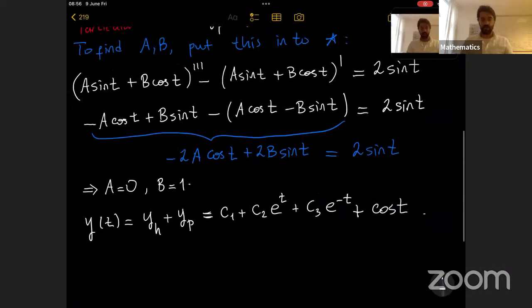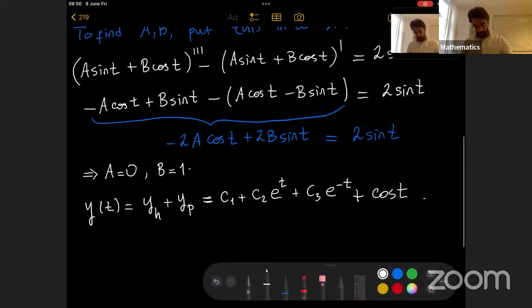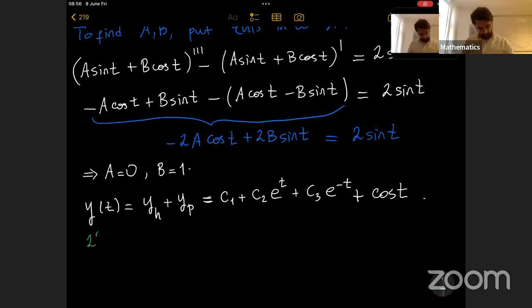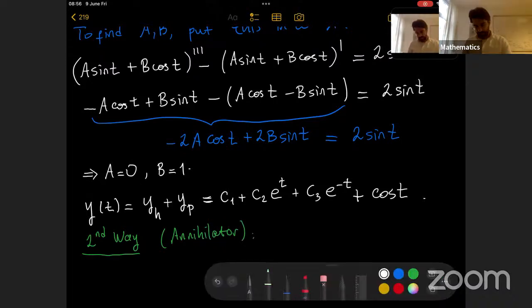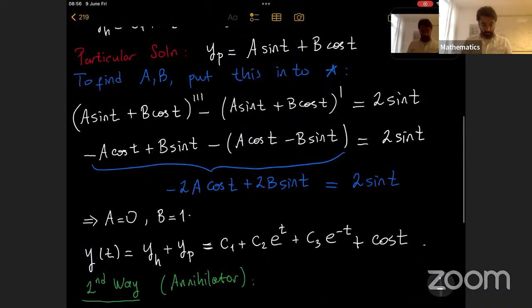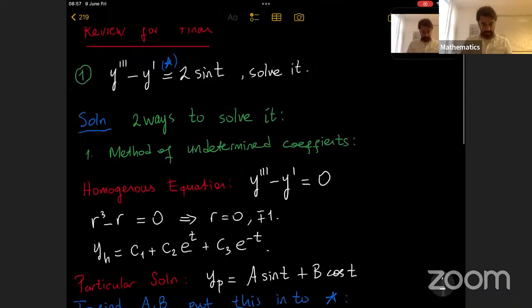Using undetermined coefficients, we guess the particular solution and we get the result. You can also use the annihilator. Maybe let's do that, the second way. So we find the annihilator of the particular part. Well, let's write the equation first.